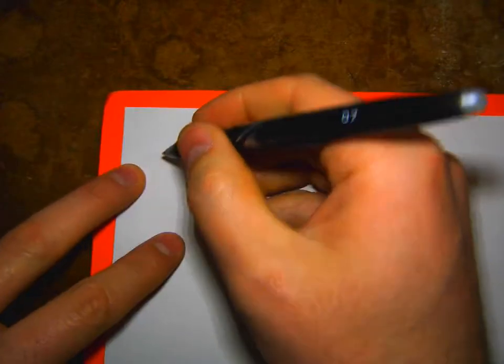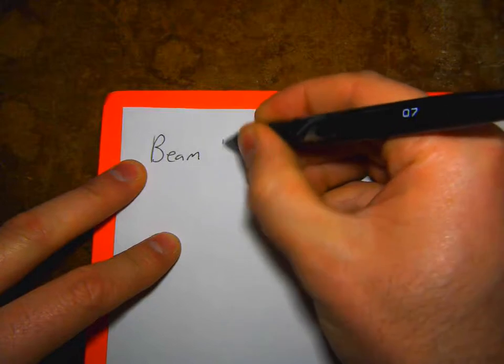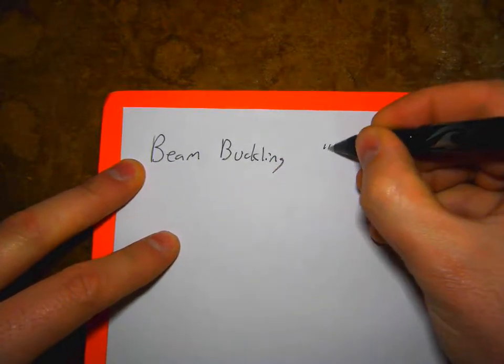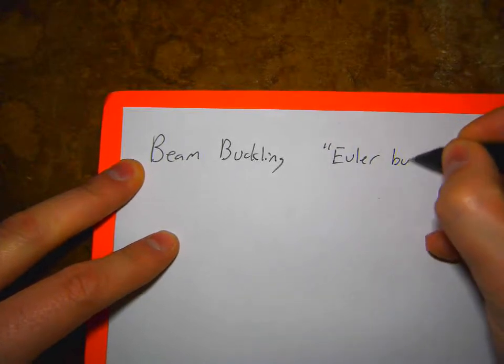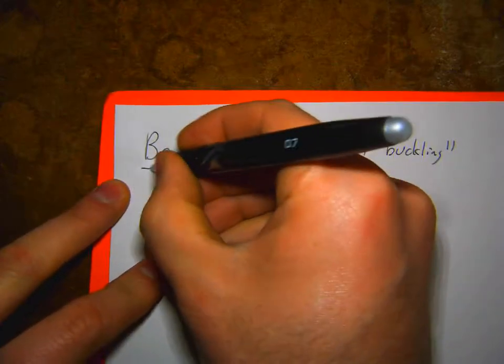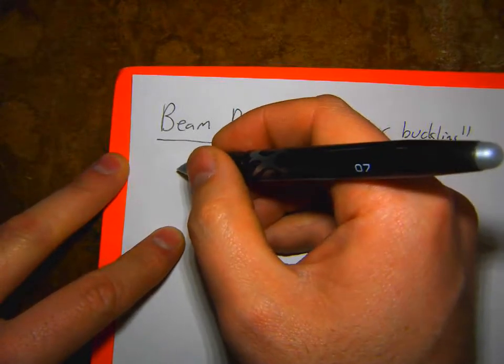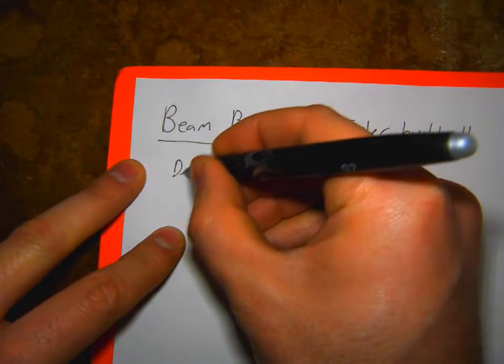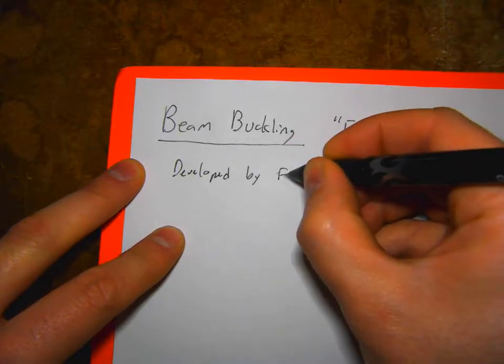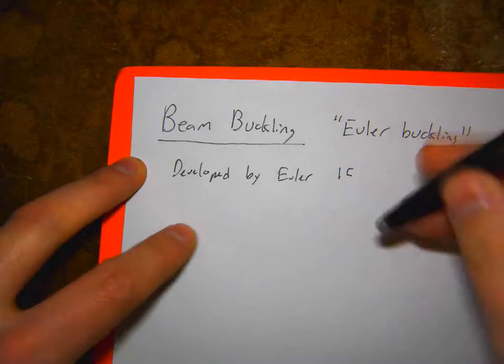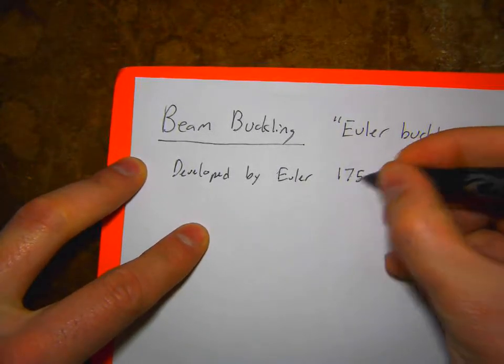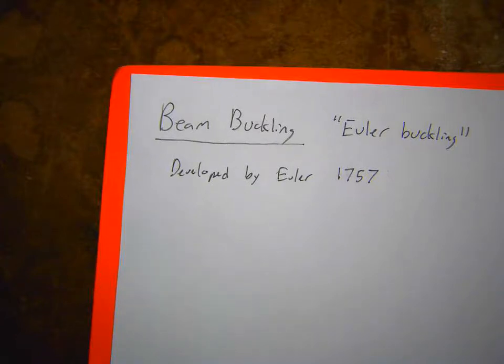Beam buckling is sometimes referred to as Euler buckling. It was a theory developed by Leonhard Euler, same guy as the Euler-Bernoulli beam, in 1757, to describe the deformation of columns that were snapping between these two states. He and other people, as the Industrial Revolution was going on, started to see these sorts of instabilities happening, and they were like, well, what's going on? Let's see if I can start to describe it.